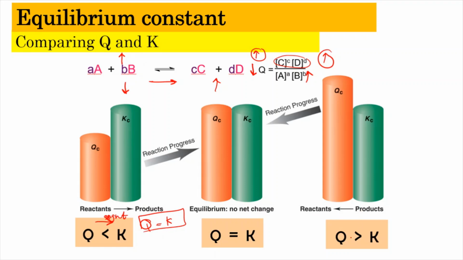Similarly for this part here, when Q is greater than K, then it needs to go in the reverse direction. Alright.